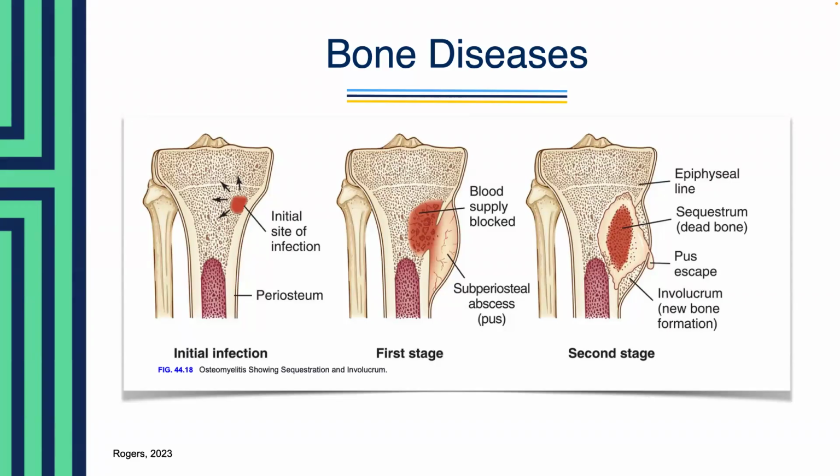The thrombosed vessels disrupt blood flow to the bone, and that deprives it of the blood supply and leads to necrosis or death of the infected bone area. Now, this forms a sequestrum, and the primary pathogen associated with osteomyelitis in adults is Staphylococcus aureus.